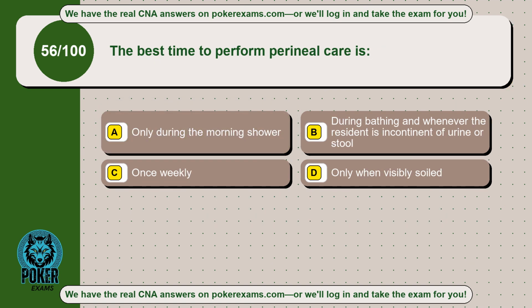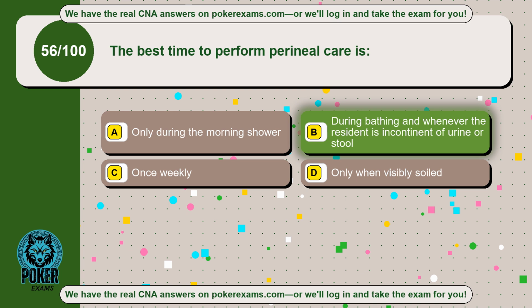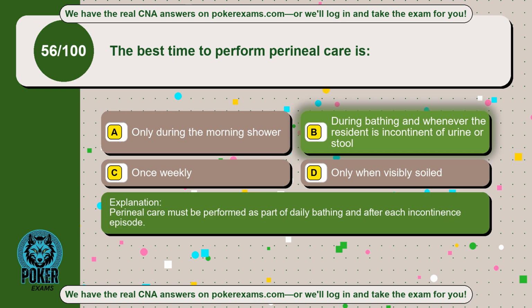Question 56. The best time to perform perineal care is: Option A. Only during the morning shower. Option B. During bathing and whenever the resident is incontinent of urine or stool. Option C. Once weekly. Option D. Only when visibly soiled. The correct answer is option B. During bathing and whenever the resident is incontinent of urine or stool. Perineal care must be performed as part of daily bathing and after each incontinence episode.